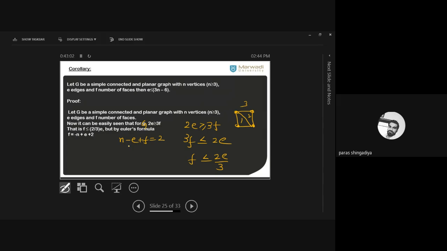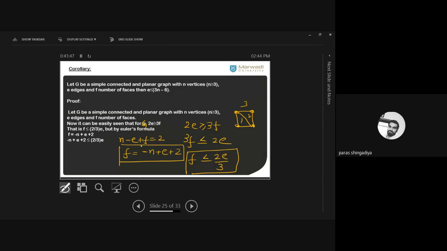And make F the subject. To make F the subject, N with its minus sign will shift to this side. So it will be F is equal to minus N plus E plus 2. We have to make F the subject in this formula because we compare F now. Clear? F will be minus N plus E plus 2. And then we have F less than or equal to 2e by 3, and F is equal to minus N plus E plus 2. So replace the value of F as minus N plus E plus 2 at that place.